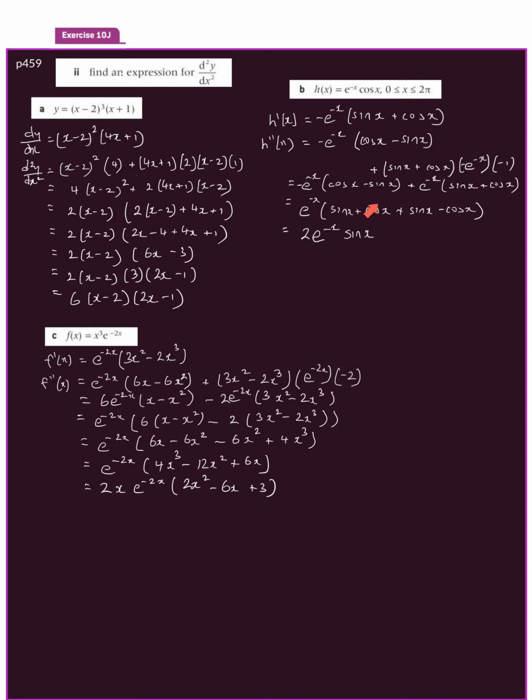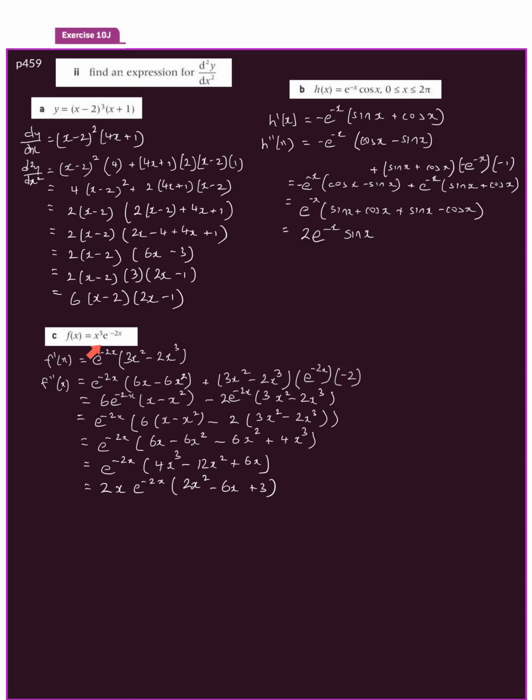Now be careful, this part comes from there. I've swapped it over because I had a negative sign here. So that sine x plus cosine is here, and that cosine x minus sine x is here, because I flipped everything around. Can you see what I've done? Anyway, that works from here to here, and they ended up with this 2e to the minus x sine x.